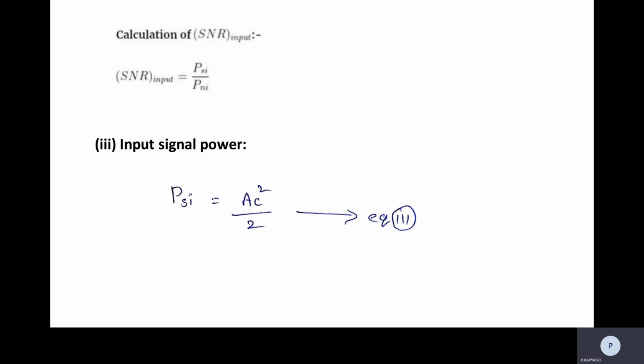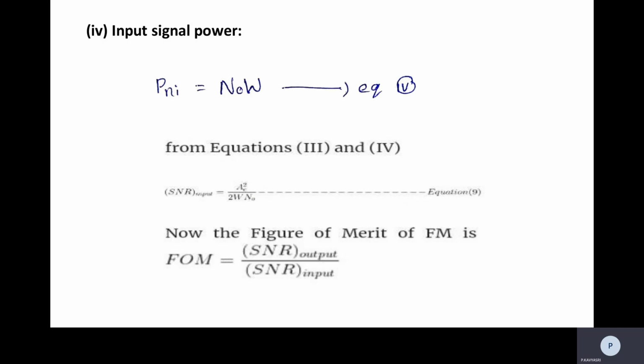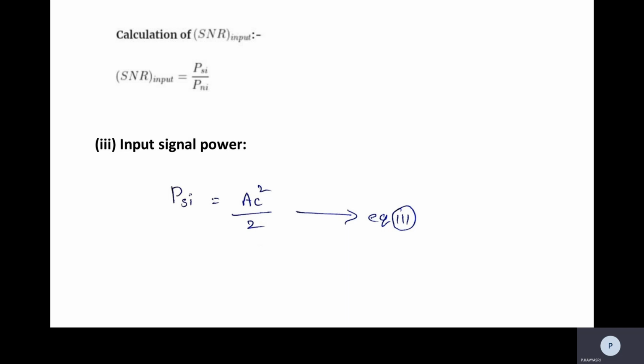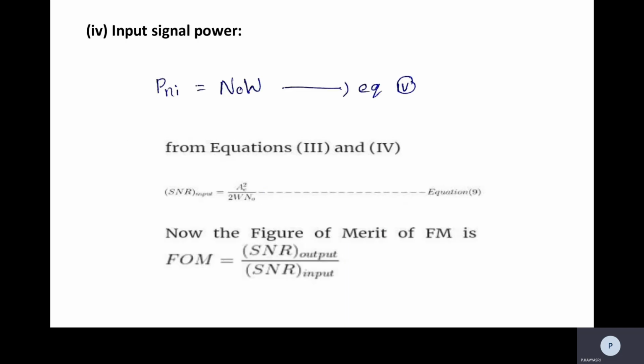To calculate the SNR input, we have to calculate the input signal power and input noise power. We have discussed so far the input signal power. Input signal power is nothing but amplitude squared by 2. So P_SI is equal to A_C squared by 2. Next we will calculate the input noise power. There is some mistake: the fourth one is input noise power, not signal power. So P_NI is equal to N naught W.